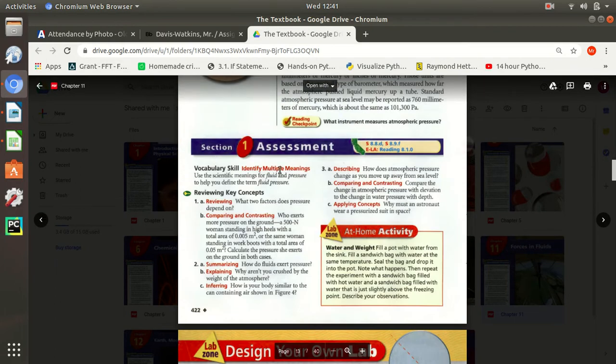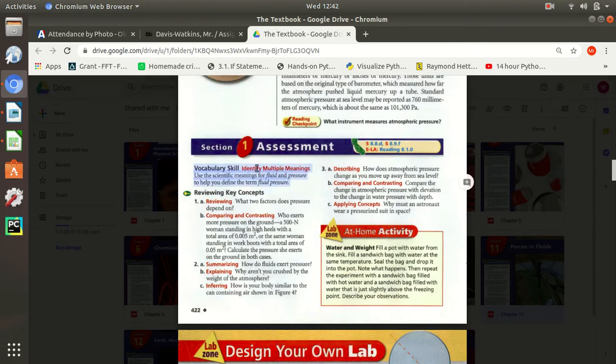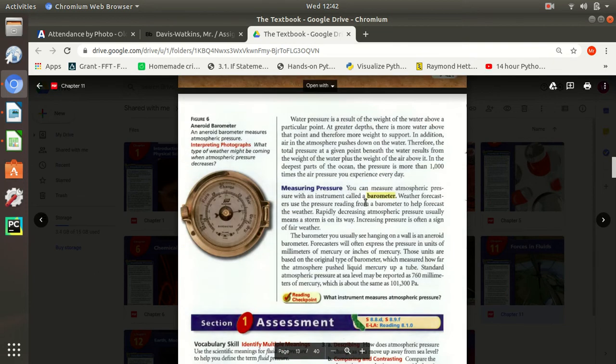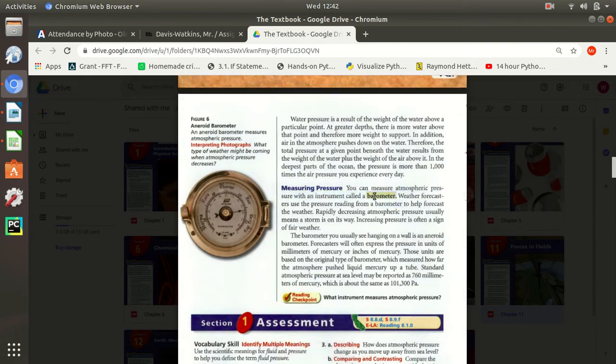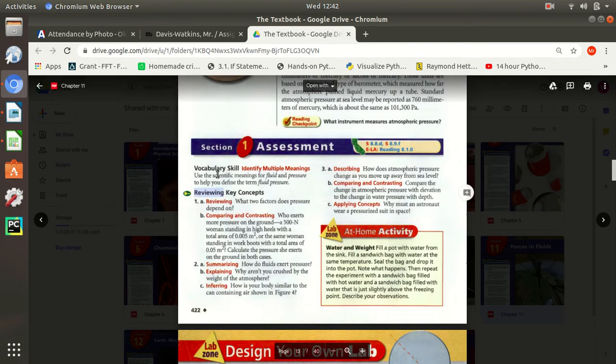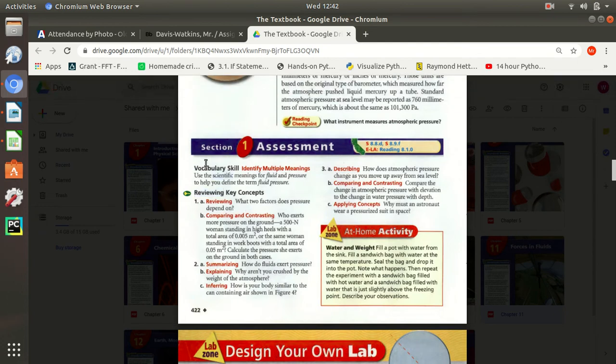Now we're at the section assessment. Vocabulary skill. So it tells you what you need to do. It says using the scientific meanings for fluid and pressure to help you define the term fluid pressure. So use the scientific meanings for these two words, put them together in your mind, and see if you can determine what fluid pressure means. So you don't have to write the question, but you do have to use complete sentences. So in your notebook, right underneath your last vocabulary word, which was barometer, you should start your section assessment by doing the vocabulary skill prompt.